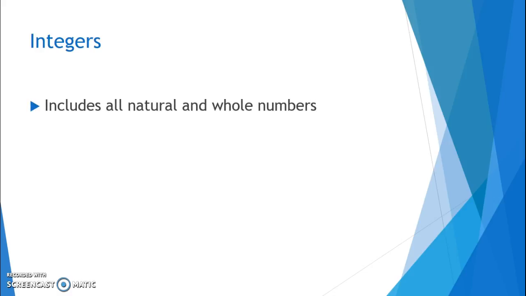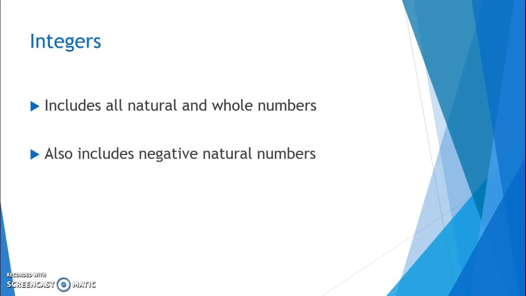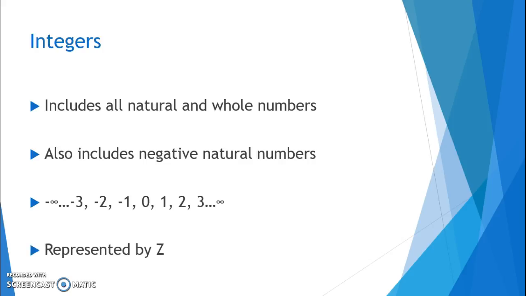Moving on, we are now going to look at integers. We will once again build on the previous types of numbers. Integers include all whole numbers and also include all negative natural numbers. So we have -3, -2, -1, 0, 1, 2, 3, and we can go on forever in both directions, leading to negative and positive infinity. We use the capital letter Z to represent integers.